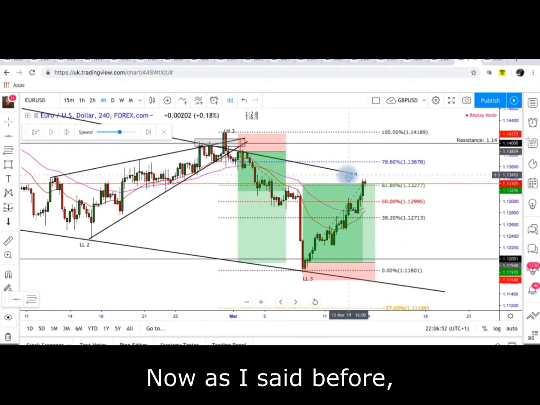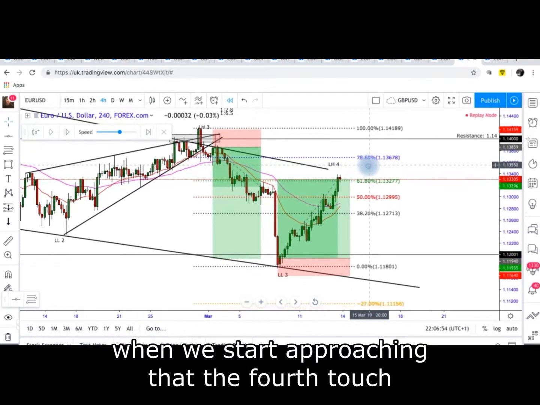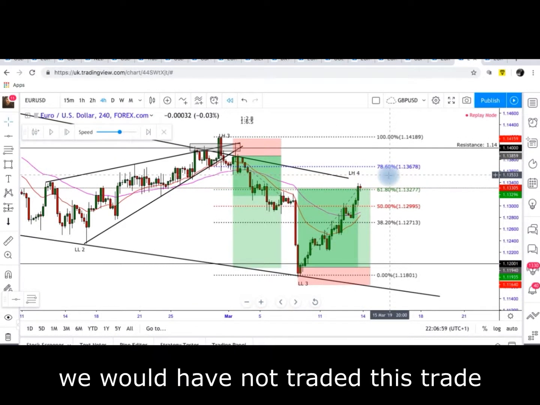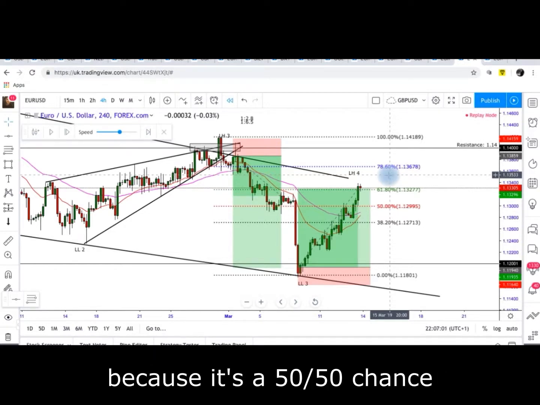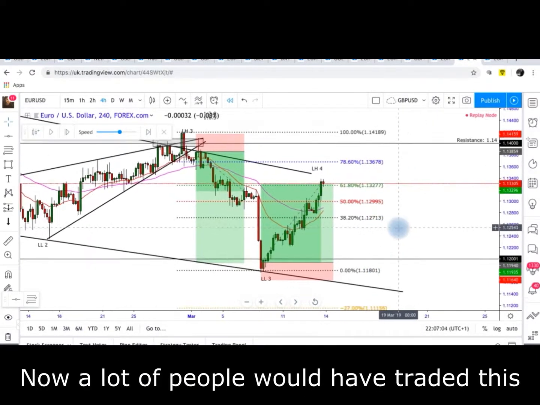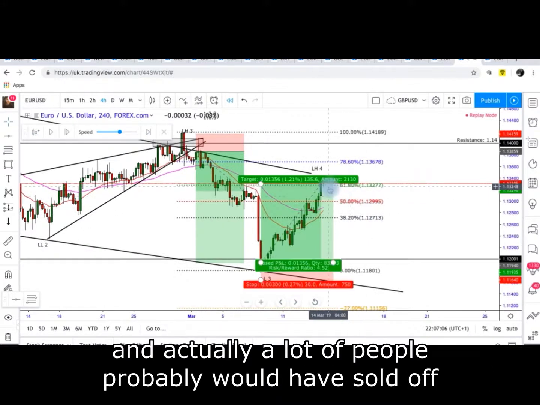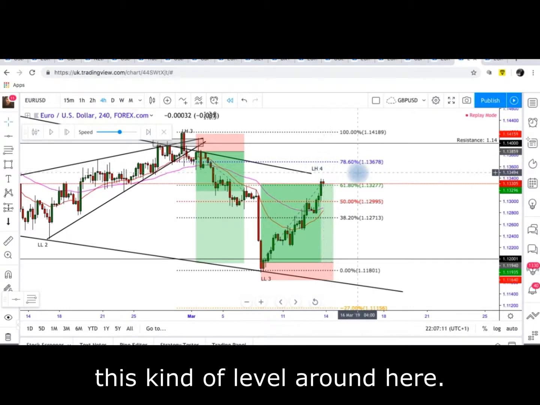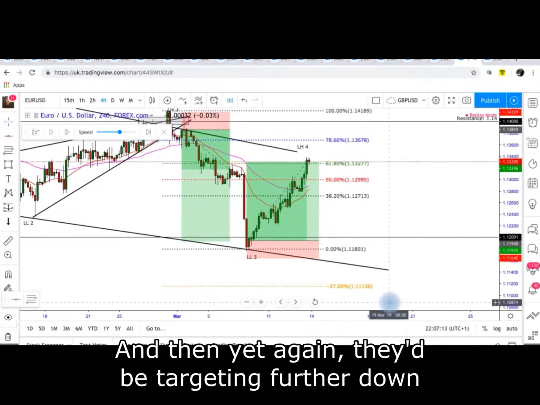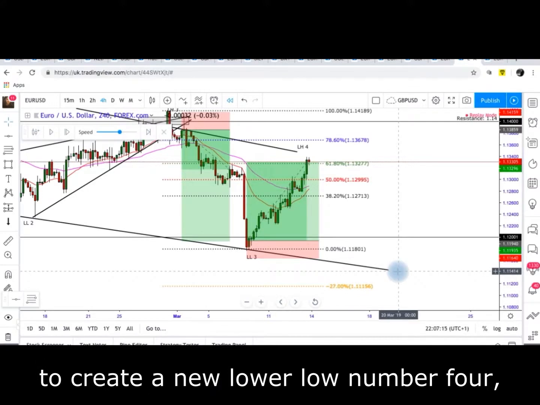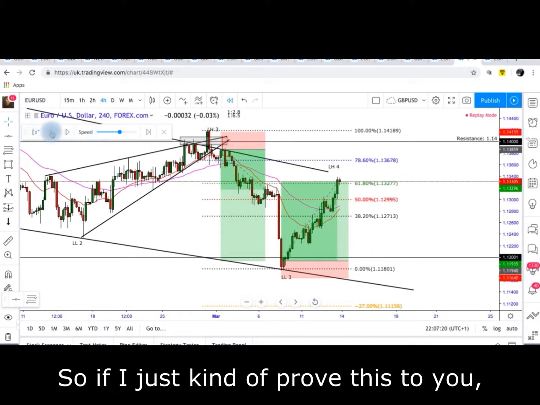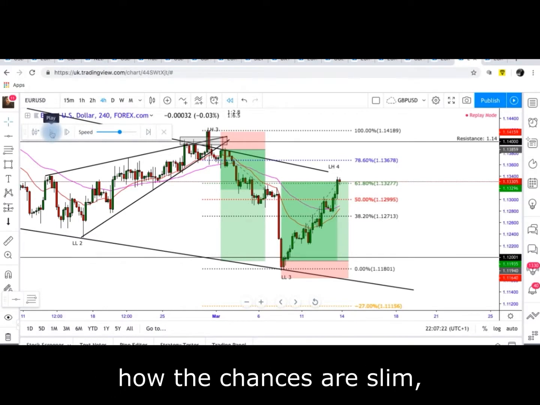Now, as I said to you before, when we start approaching the fourth touch of a trend line and the fourth swing of this sequence, we would not have traded this, because it's a 50-50 chance that we're going to continue and come back down. A lot of people would have traded this, and probably sold off this 618, or sold off this level around here, and then targeted further down to get a new lower low number 4. But it's not a trade for us, because we only trade third touches. So if I just prove this to you, the chance is slim.